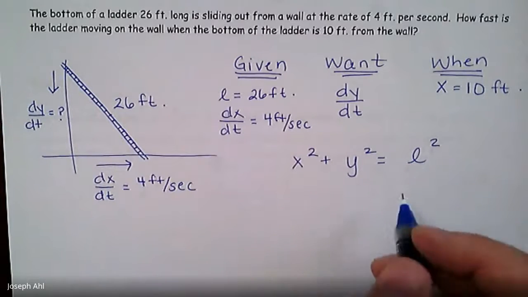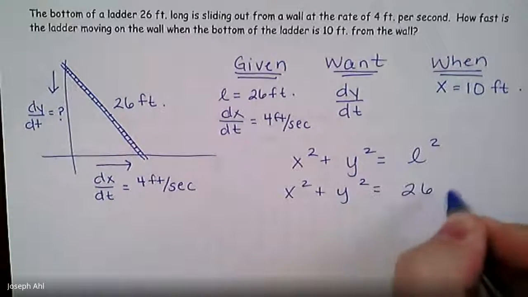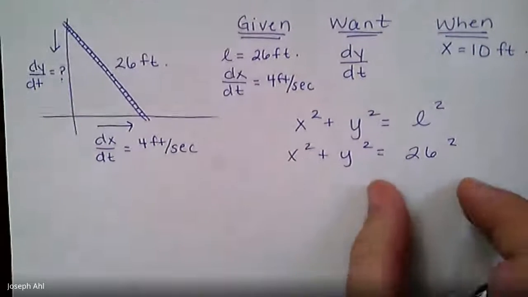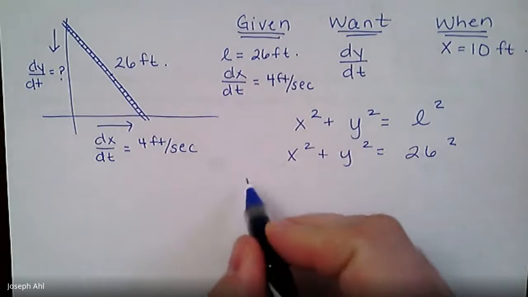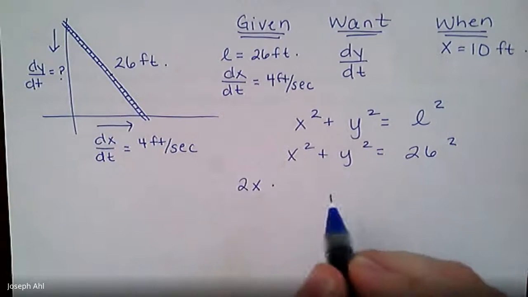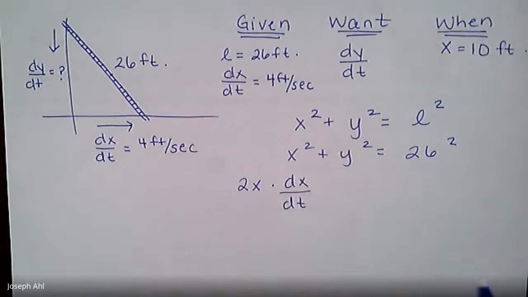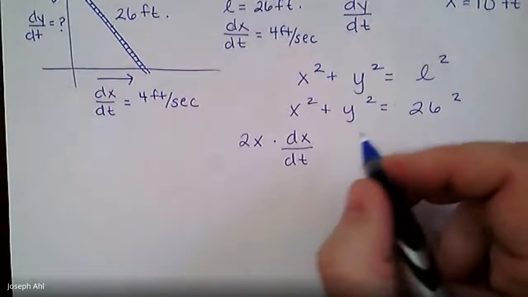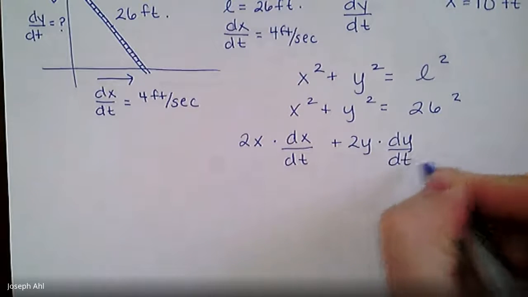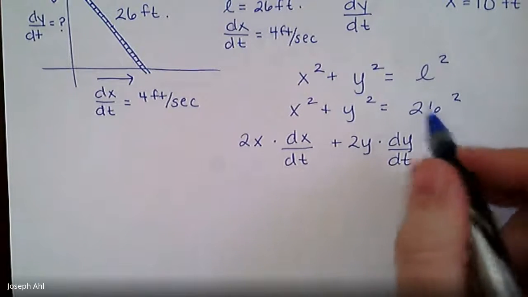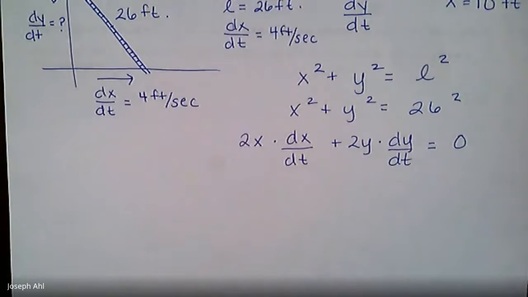So we're going to say that if x squared plus y squared equals 26 squared, let's take the derivative with respect to t. So that's going to wind up being 2x, and again, since it's with respect to t, here's that chain rule step, times dx/dt, plus 2y dy/dt equals, well, the derivative of 26 squared, that constant, is 0.